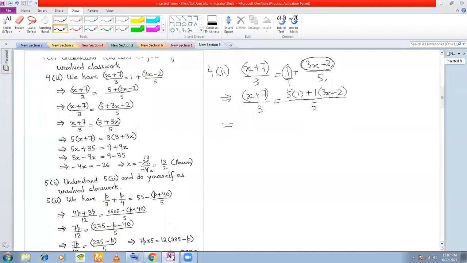Next, simplify. 5 plus 1 into (3x - 2) will give you (3x - 2) divided by 5. Now simplify the left hand side and the right hand side. Is equal to 3x, and 5 minus 2 will give you a 3, plus 3 divided by 5. Okay, now it's ready. Now we can put the brackets here.